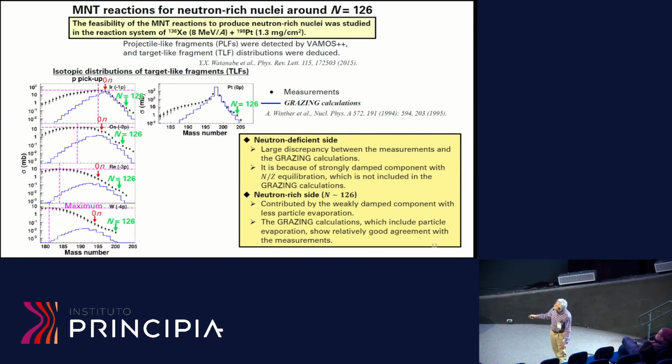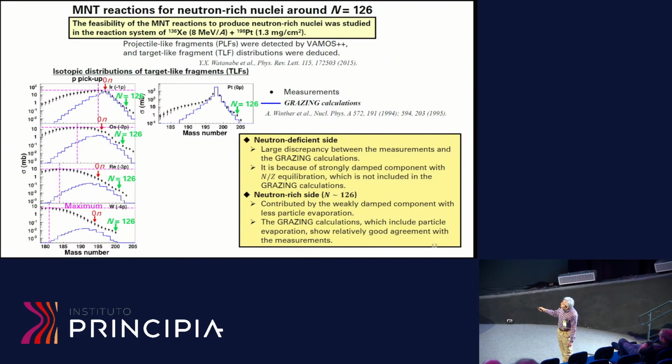These figures show the experimental results for the production of iridium, osmium, rhenium, and tungsten with 1 to 3, 4 proton pickup channels. The abscissa indicates the mass numbers, and the dots indicate the experimental data. The blue histograms indicate the GRAZING calculation results, and on the neutron-deficient side, there is a large discrepancy between the measurements and the GRAZING calculations. It is because of strongly damped collisions with N over Z equilibration, which is not included in the GRAZING calculations.